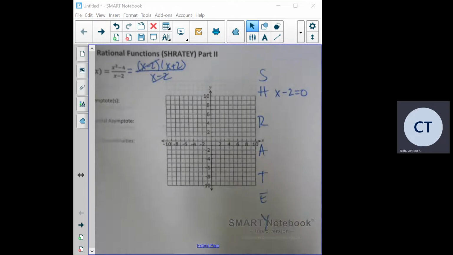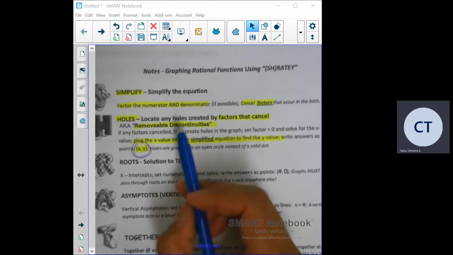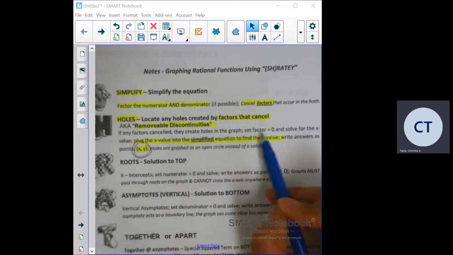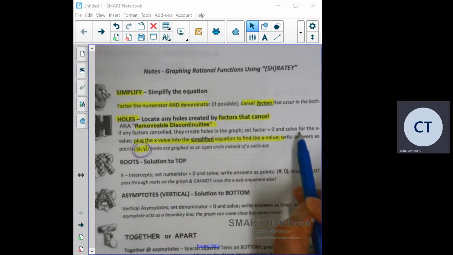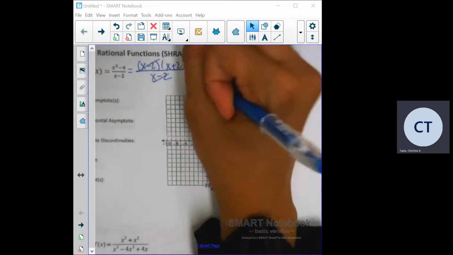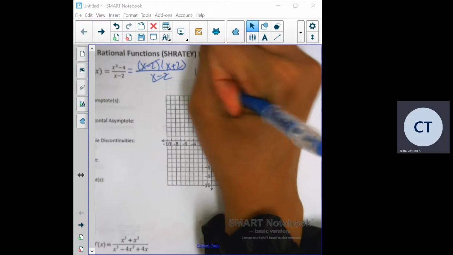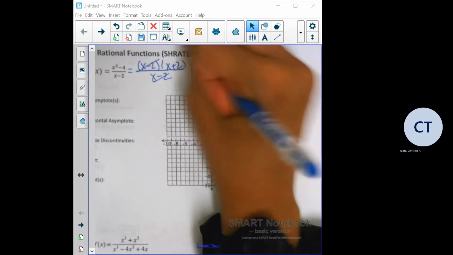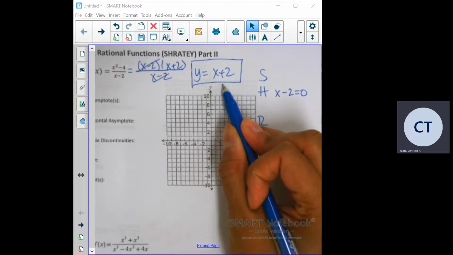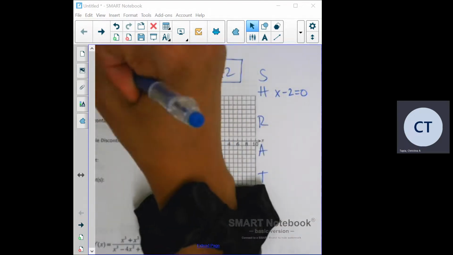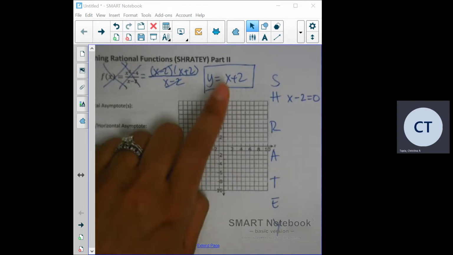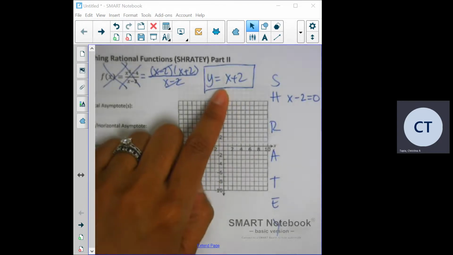Because I know I'm going to have to solve that. If you don't remember from your notes on removable discontinuities, if any factors cancel, that creates a hole. Set that factor equal to 0 and solve for x. So that's why I rewrote it. That means that our equation really just simplifies to x plus 2. Whenever something cancels and I can't use the original anymore, I put a big X through it. This is no longer what I'm graphing. I'm now graphing y equals x plus 2.